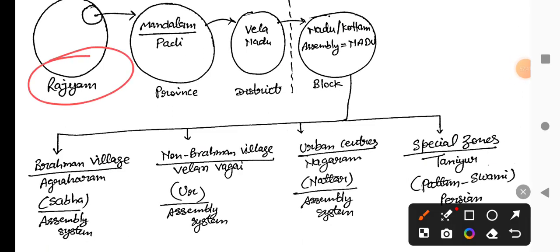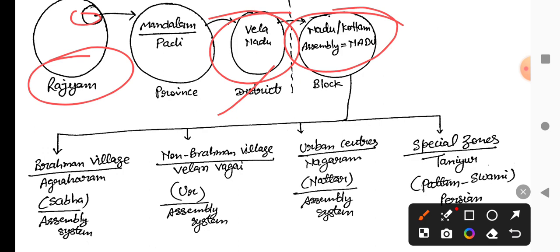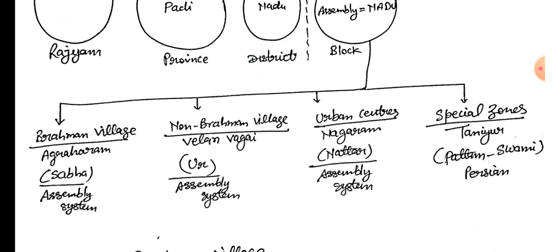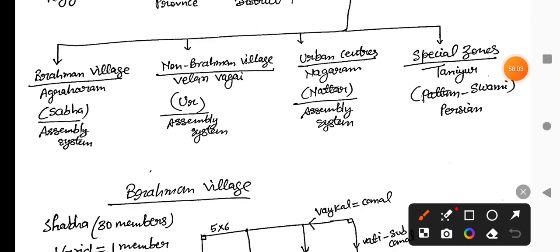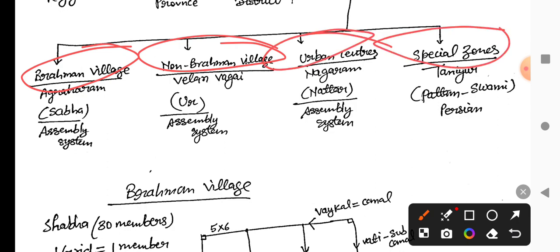Rajyam is the whole territory of any state, and it was divided into Mandalams. Mandalam means Padi, and Valanadu is a part of Mandalam, that means district, or Kottam. Nadu, that means block, was part of the district. And the block is divided into four parts: Brahmin village, non-Brahmin village, urban centers, and special zones.